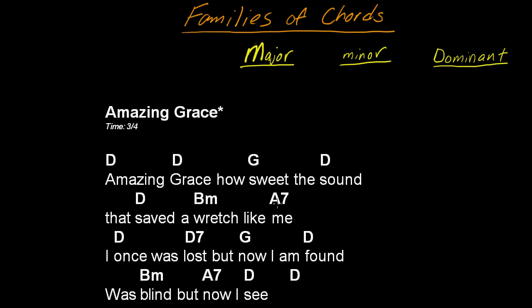They're very, very unique. We can talk for days on the theory of dominant chords, but we won't here because this lesson is just about learning how this is true, that there's three families of chords. And we go down, we got major here for D. Here's another dominant, D7, G major, D major, B minor, A7, dominant, D, D. So basically we have two minor chords, we have three dominant chords, and the rest are major.